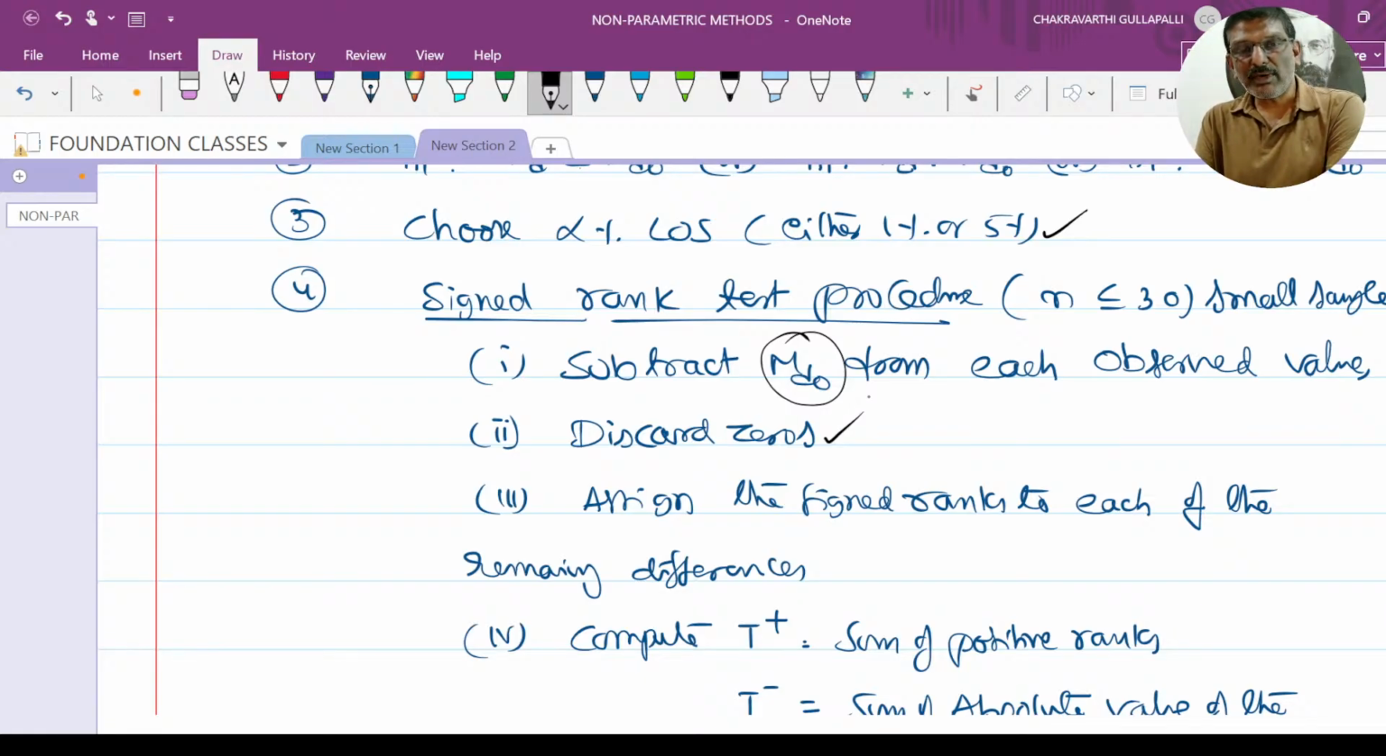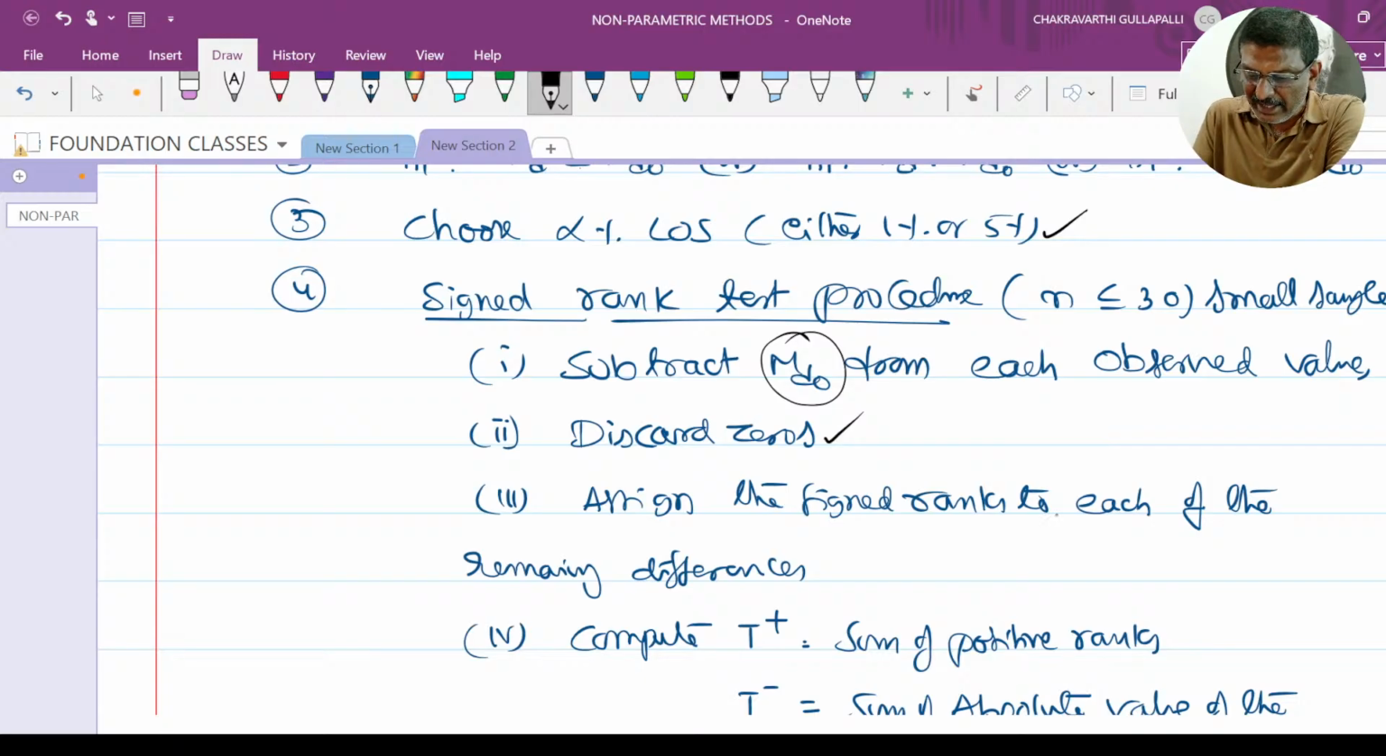So those types of zeros are there in the procedure. Now you have to discard those zeros. How many zeros are there? You have to discard all zeros and modify the sample size. Suppose 2 zeros are there in the process. Now you have to discard the 2 zeros from the total sample observations. Suppose 11 observations are given, 2 zeros are there, 11 minus 2, 9 is the final sample size.